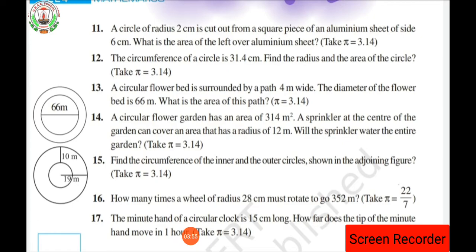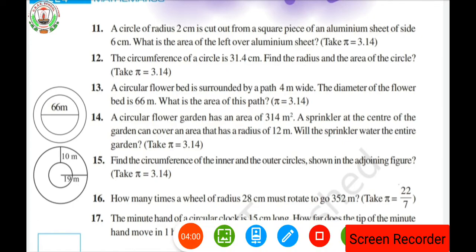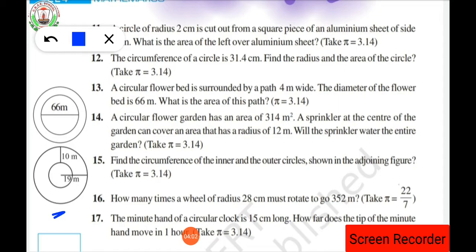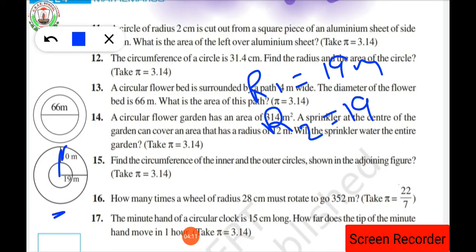Okay, next, find the area of the inner and outer circle. Here two circles are given in this figure. One circle's radius r1 is given as 19 meter, and for the other we have to find the r2 value. Here this 10 centimeter we have to subtract, so 19 minus 10 we will get as 9 meters. So this is the radius of the second circle.